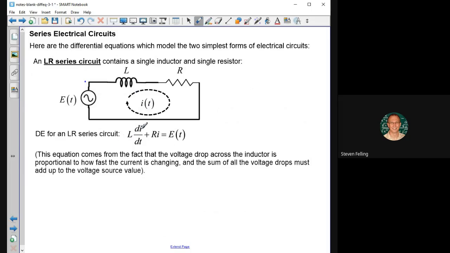It's the inductance times the derivative of current with respect to time, how fast current is changing, plus the resistance times just the current itself equals the voltage. This equation comes from the fact that the voltage drop across the inductor is proportional to how fast the current is changing, because it's trying to resist those changes as it's charging up its magnetic field. This is a linear first order differential equation, so we could solve equations like this using the techniques we know for first order linear differential equations.